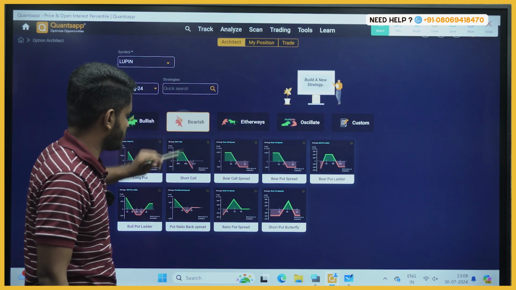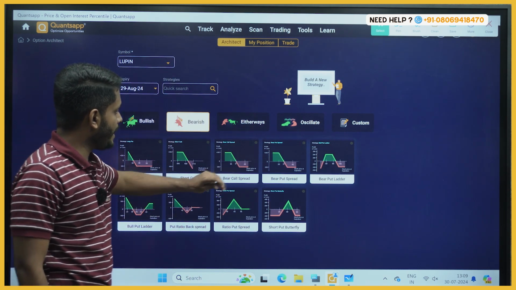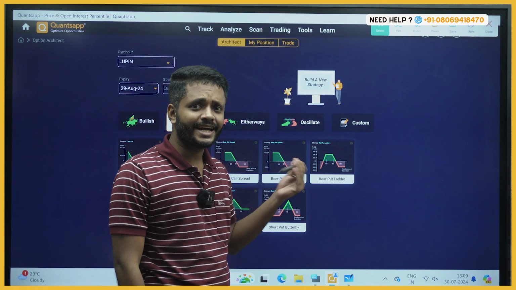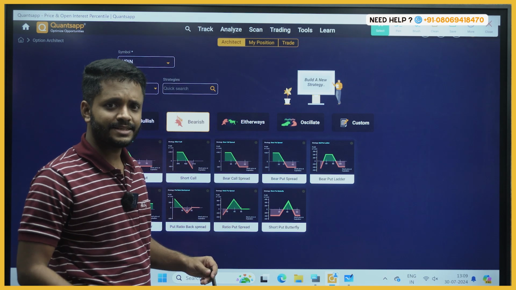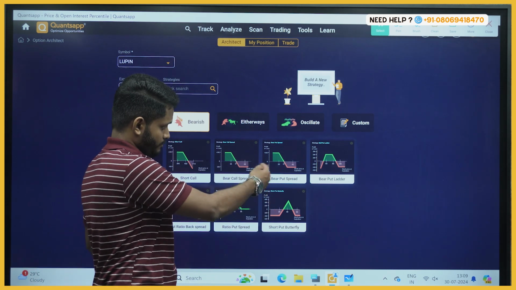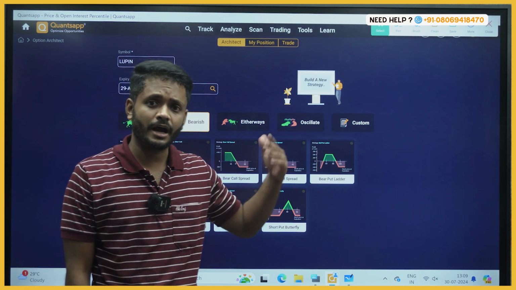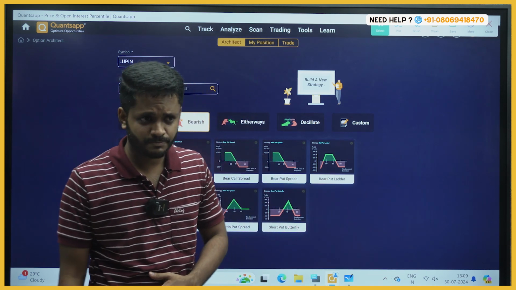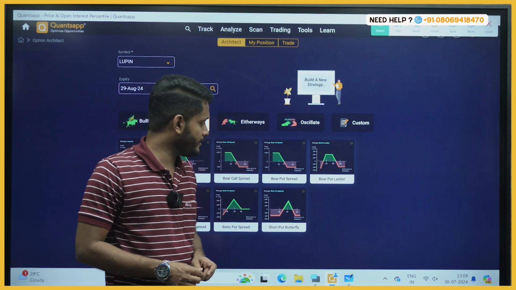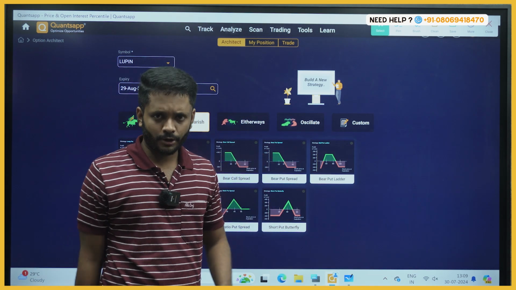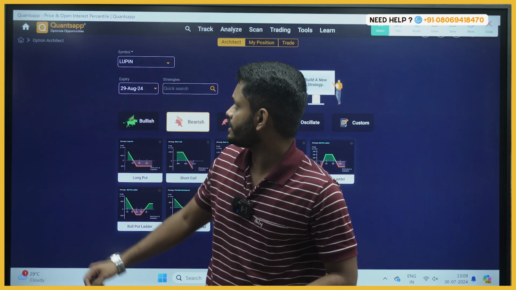Now say if you are bearish, again a bear call spread is a credit strategy, and a bear put spread is a debit strategy. So you are supposed to execute a bear put spread when you are away from the expiry. If you are near to the expiry, in order to counter the theta decay effect, you can go with a bear call spread. That is purely subjective and it's up to you.